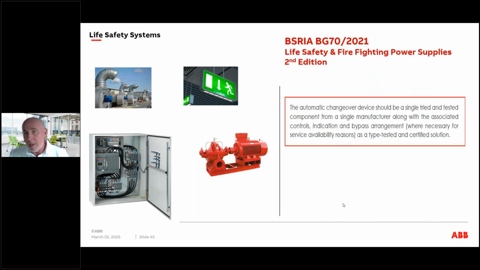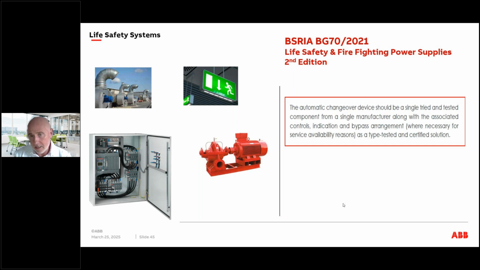Another document maybe to consider is the BSRIA BG 70/2021, the Life Safety and Firefighting Power Supply, 2nd edition. In that document, as with all of these things, it eradicates any ambiguity as a panel on the best code of practice and the best way to look at this. In this document, it states that the automatic changeover device should be a single tried and tested component from a single manufacturer, along with the associated controls, indication, and bypass arrangement, where necessary for service availability reasons, as we just mentioned, as a type tested and certified solution.